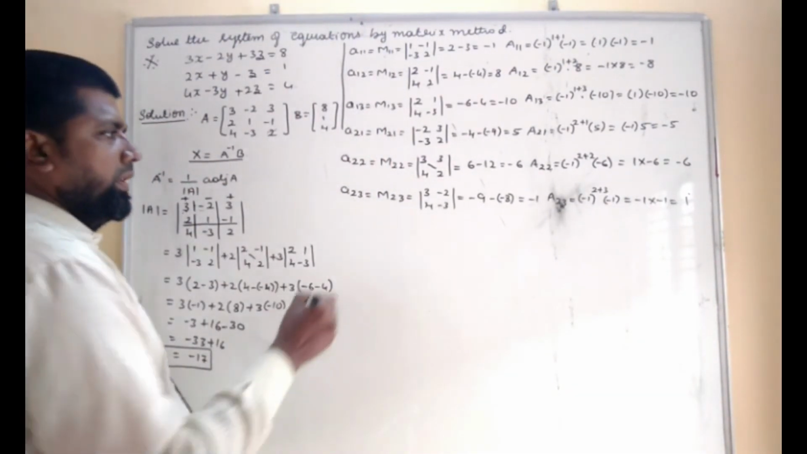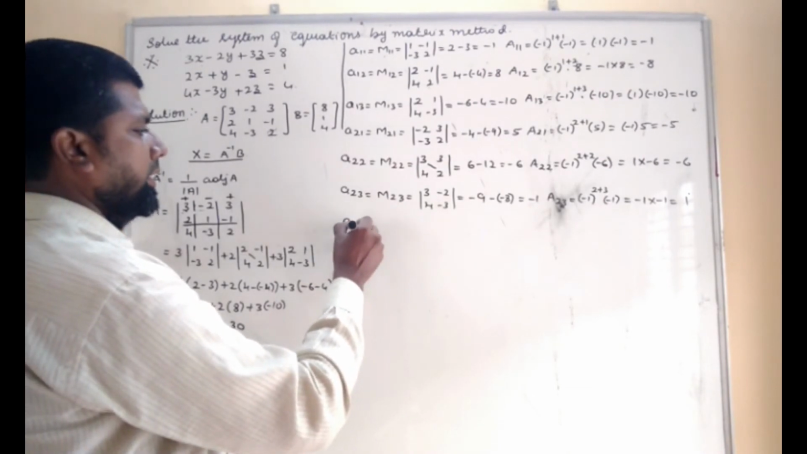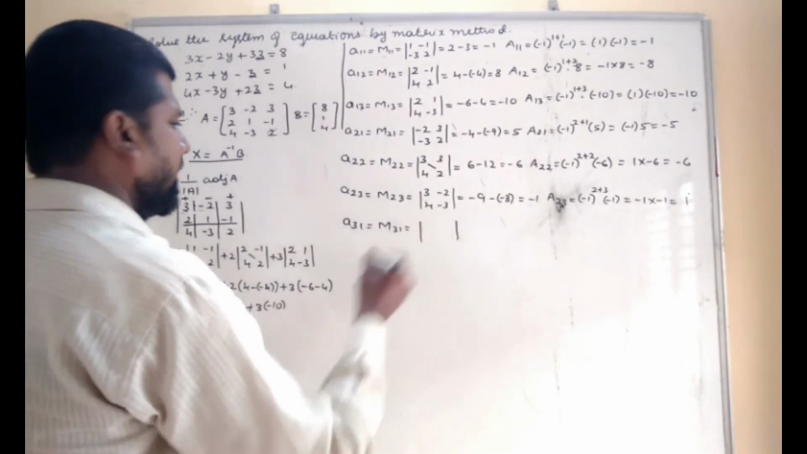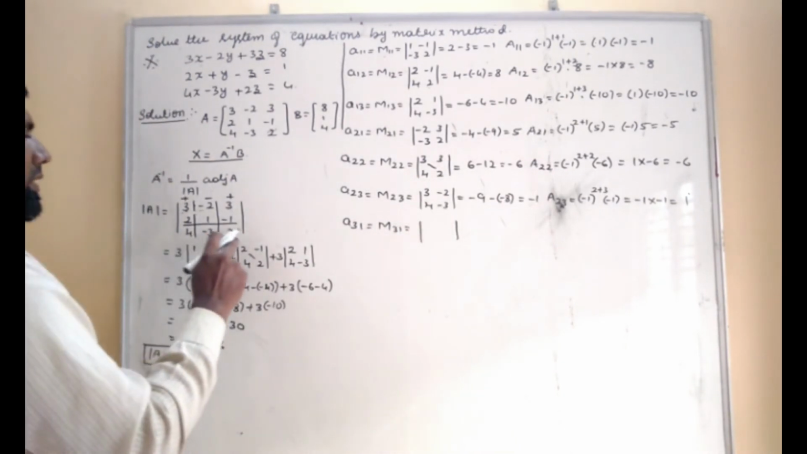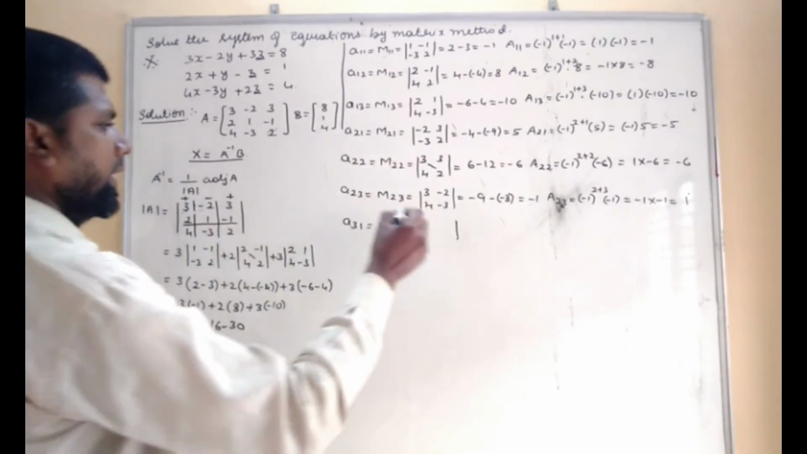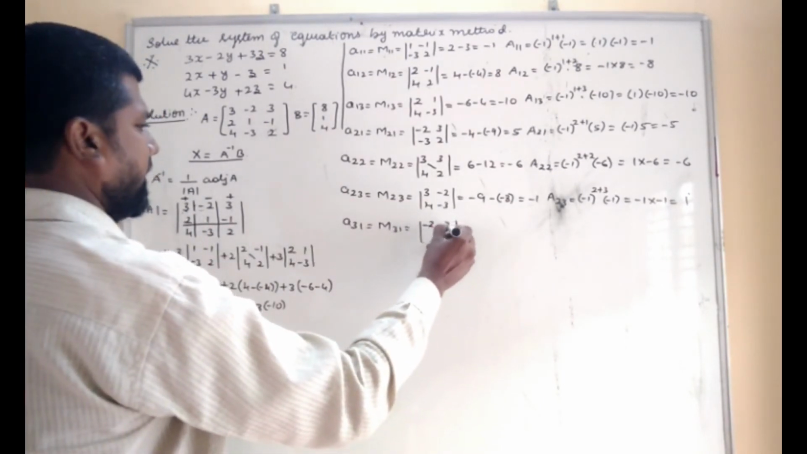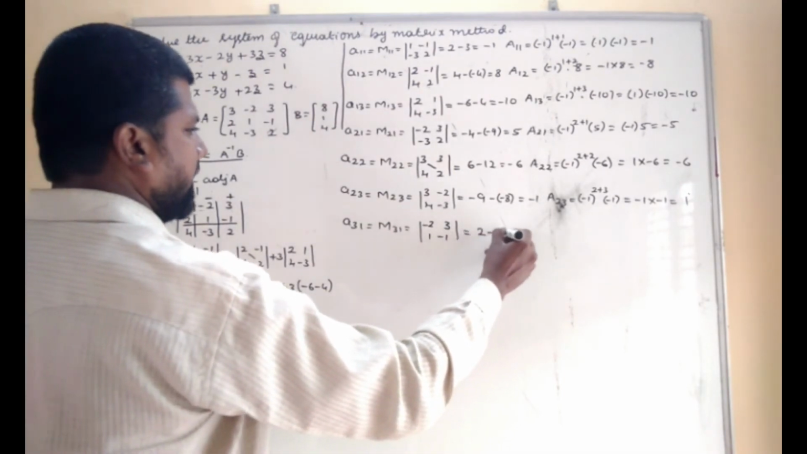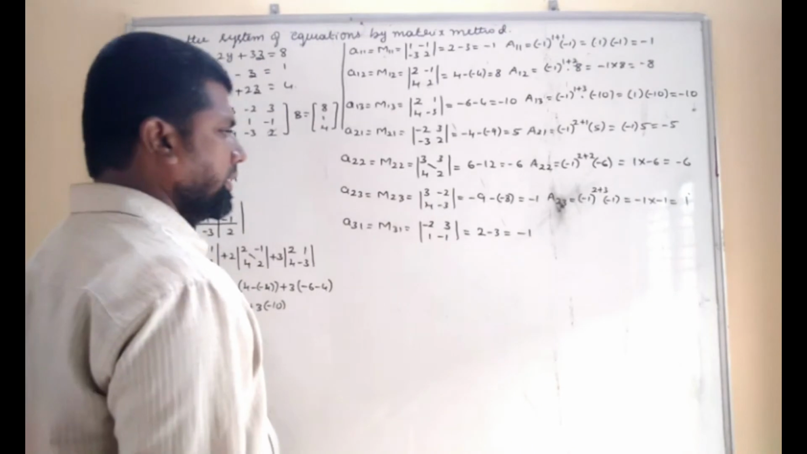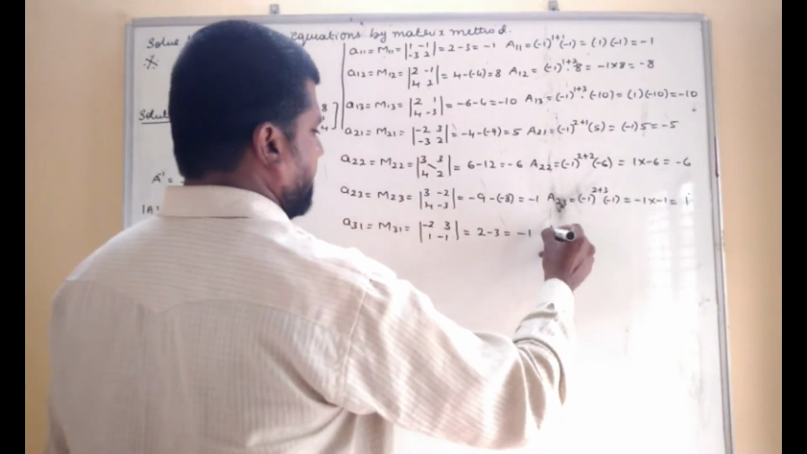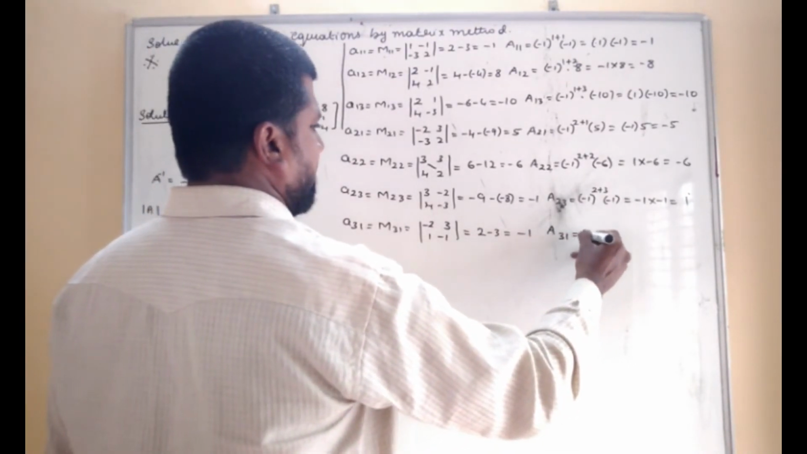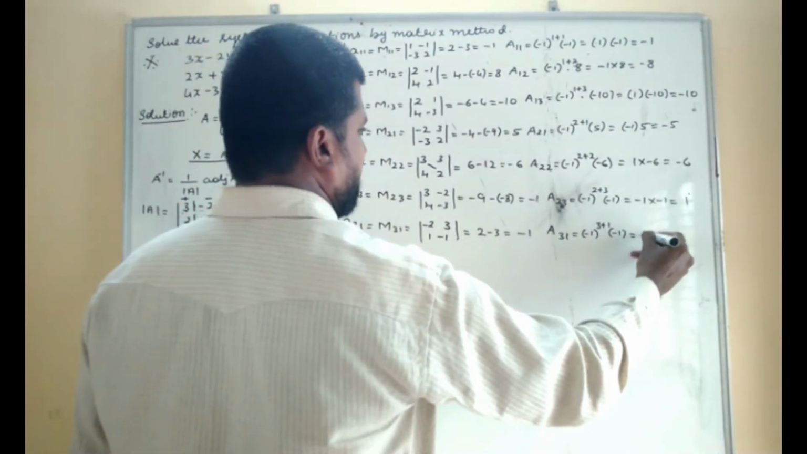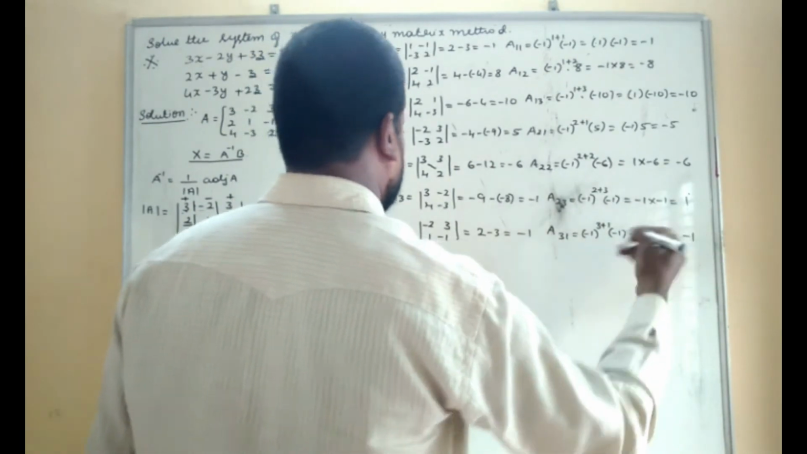So the next one is A31. M31 lies in the third row and the first column. So minus 2 3 1 minus 1, that is equal to 2 minus 3, that is equal to minus 1. Then A31 is equal to minus 1 whole to the power of 3 plus 1 into minus 1, that is equal to 1 into minus 1, that is equal to minus 1.